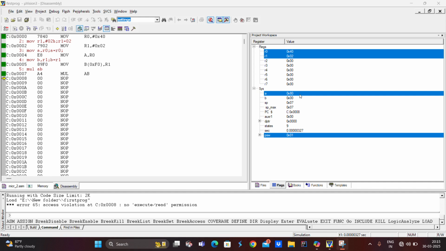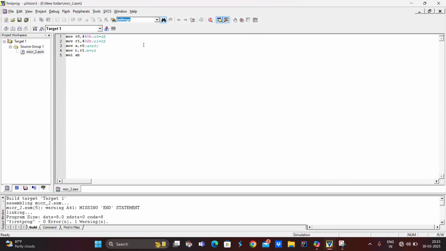This is included in 8 bits, so it is saved in the A register. What happens if the data exceeds the 8 bits? Let us see what does happen. Now I will remove this 2 and give it as 20.